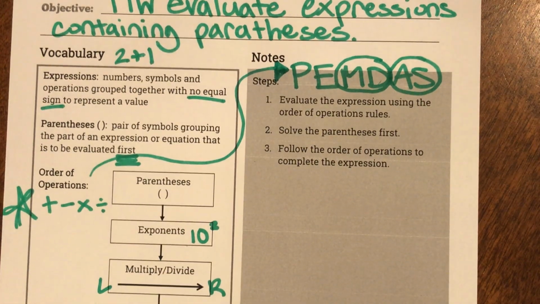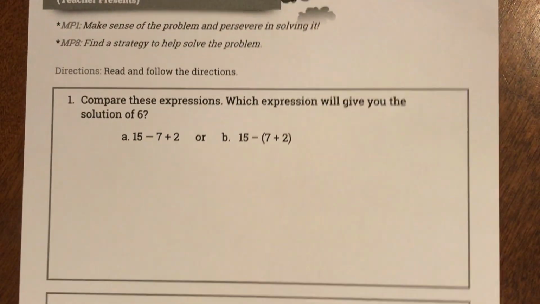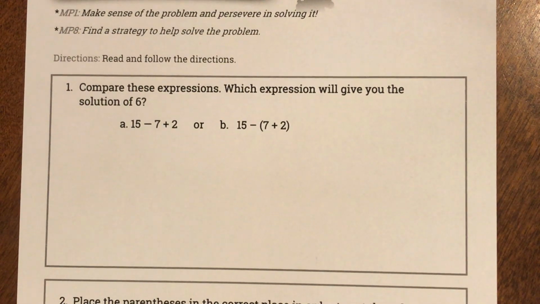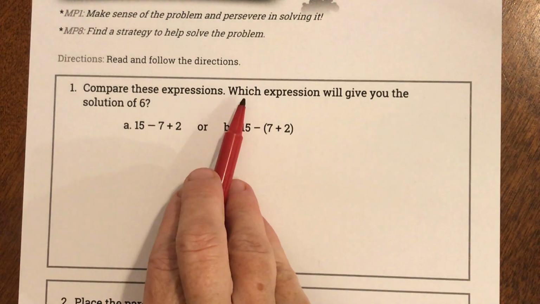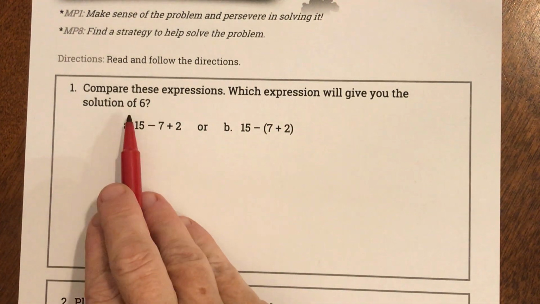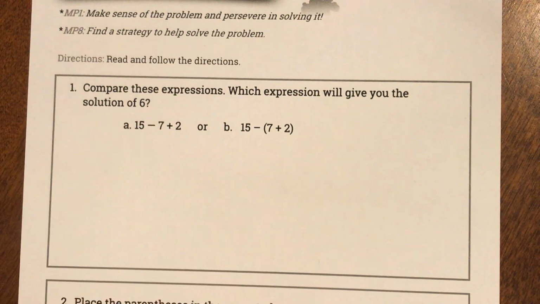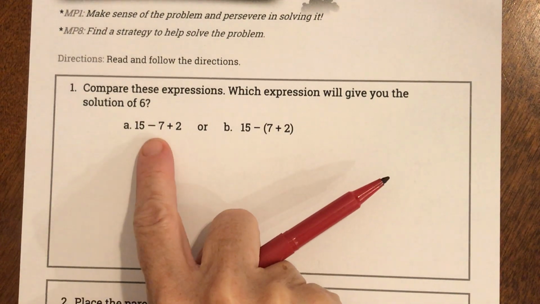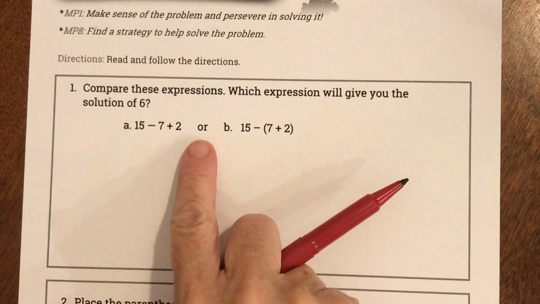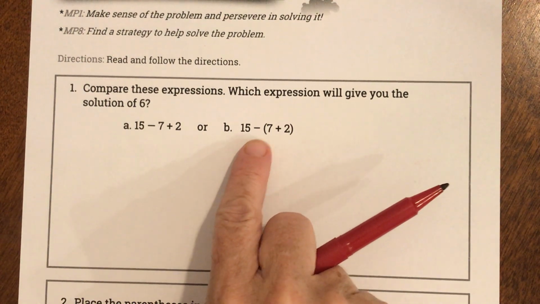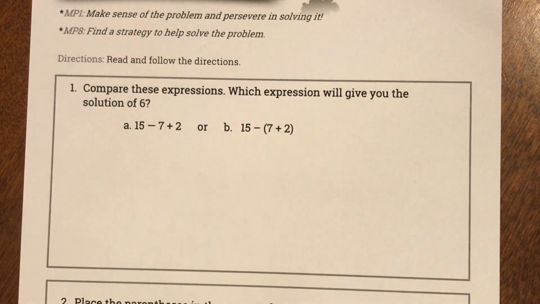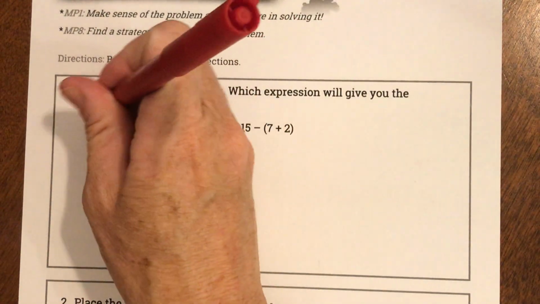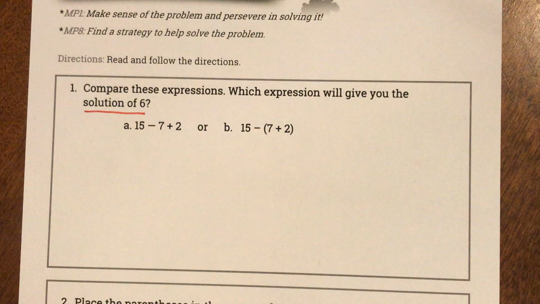Okay, so I'm going to put down my green pen, ladies and gentlemen, and grab my red pen. And here is my first problem. It says, compare these expressions. Which expression will give you the solution or answer of 6? A, 15 minus 7 plus 2, or B, 15 minus parentheses 7 plus 2 parentheses. Okay, so they're asking me which one's going to give me a solution or answer of 6.